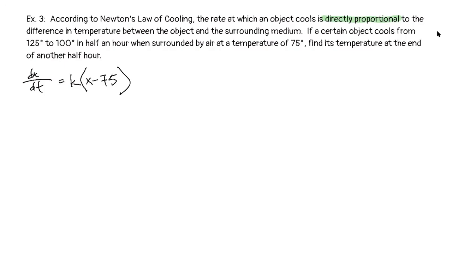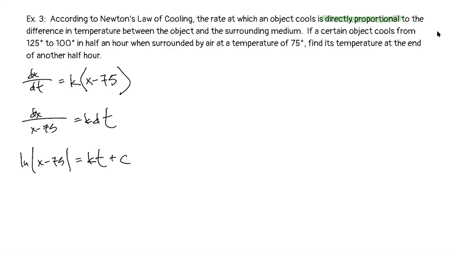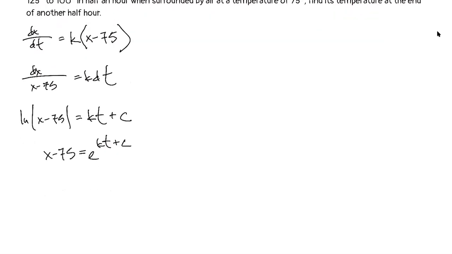So if I were to separate, I would do dx over (x minus 75) equals k dt. I would integrate, and I would get natural log of (x minus 75) equals kt plus c. I would raise both sides to the power of e, so x minus 75 equals e^(kt plus c). I would split my e^(kt plus c).